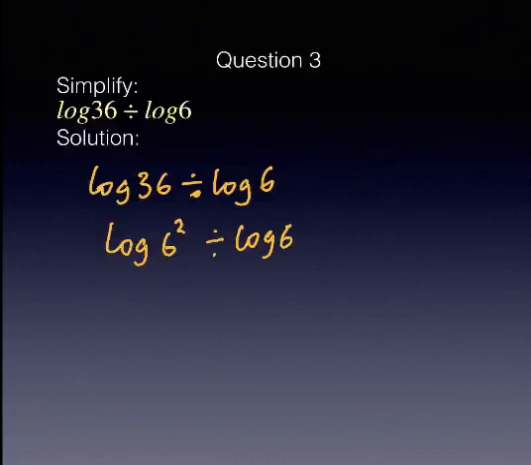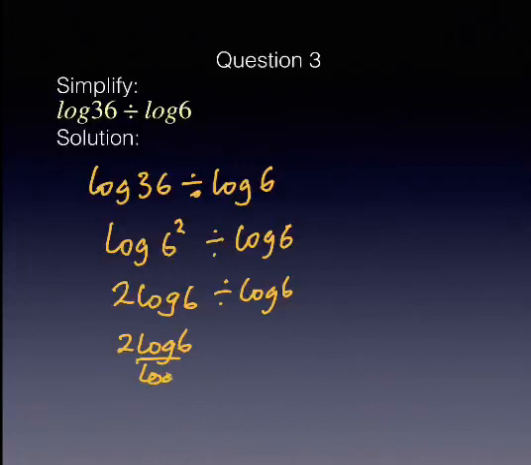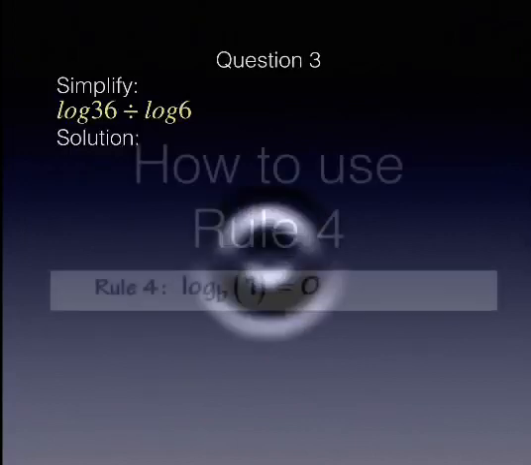This means that now, since I have an exponent, I can drop down this exponent and it becomes a coefficient. So it means it's 2 log 6 divided by log 6. This is basically the same as to say 2 log 6 over log 6. All right, then as you can see, log 6 and log 6 will cancel. Then the answer becomes 2. That is our final answer. Then let's move on to the next part of our work.